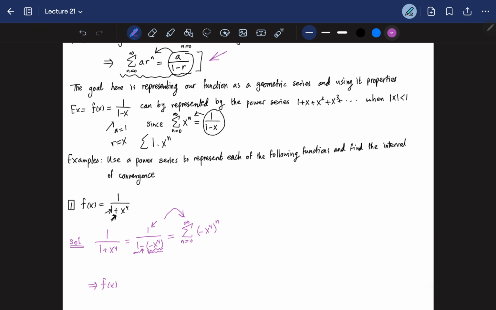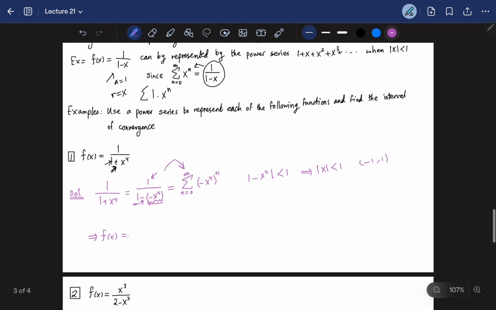So now this is convergent whenever negative x to the 4th, which is my ratio r, is less than 1. If you simplify, the negative goes away from the absolute value. If you take the 4th root, then the absolute value of x is less than 1. By properties of absolute value, x is between negative 1 and 1, which means that the interval of convergence is just between negative 1 and 1.